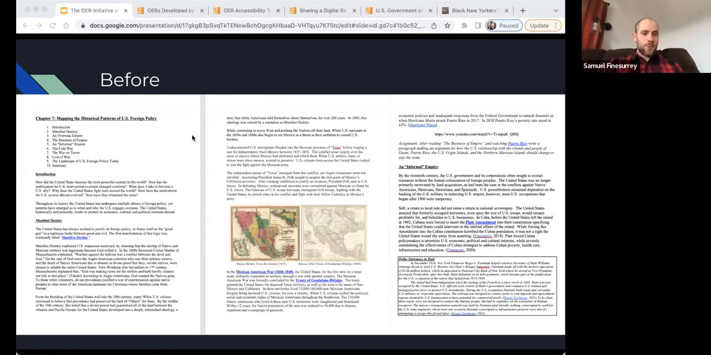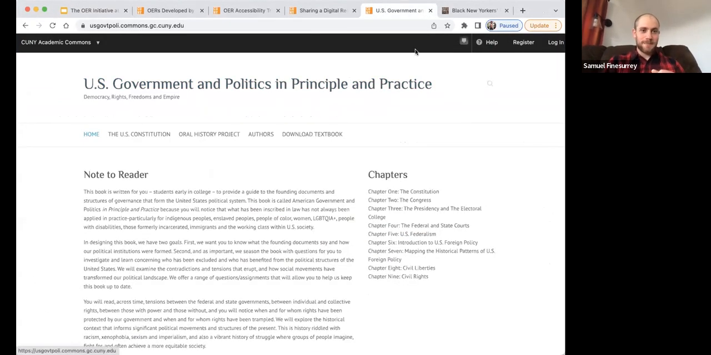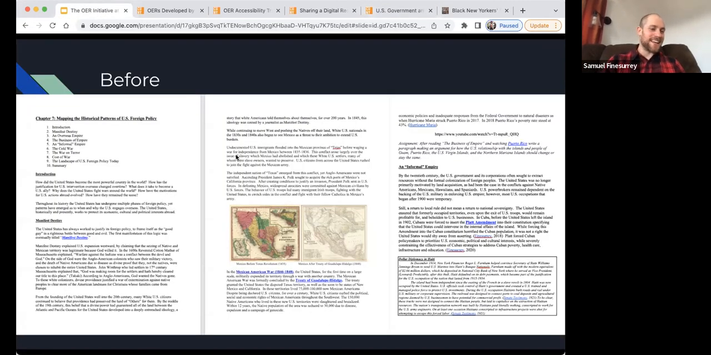Lauren looked at this. We are looking at 3 pages from the American government textbook that we created, that we renamed U.S. Government and Politics. What did we name it? Democracy, Rights, Freedoms, and Empire. And yes, so Lauren was thinking about how a text reader would operate with it. Also adding alternate text to images.